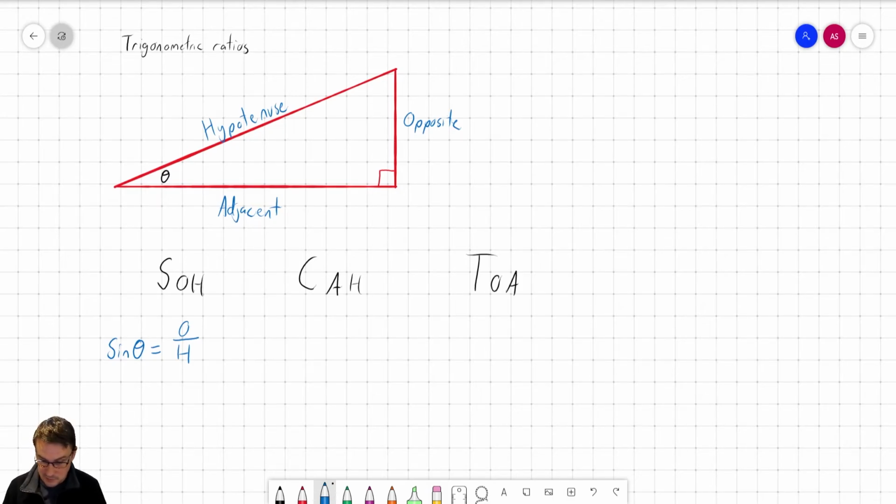The next one to deal with is CAH. So this is C, which is using cosine, so that's going to be cos theta. And this is going to be adjacent over the hypotenuse side. So this is going to be A over H. Lastly, we have TOA. This is going to represent tan, so tan theta, and this is going to be represented by opposite over the adjacent.